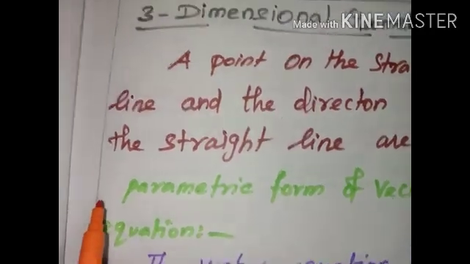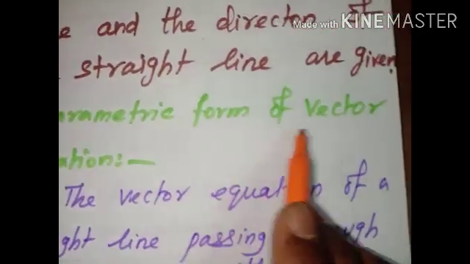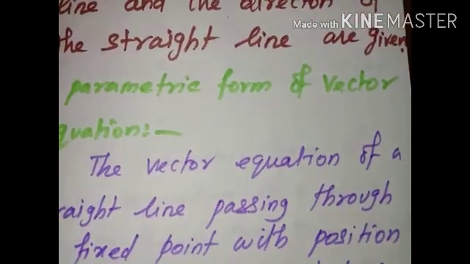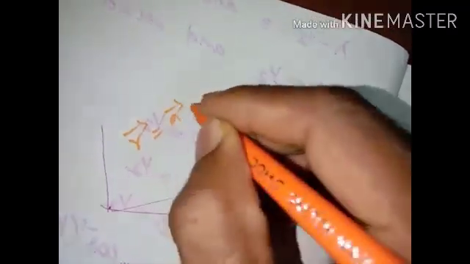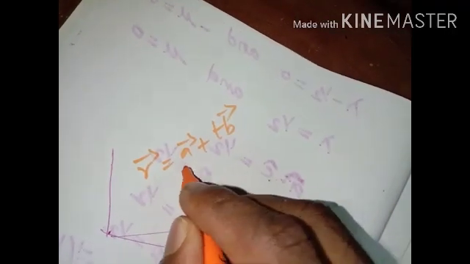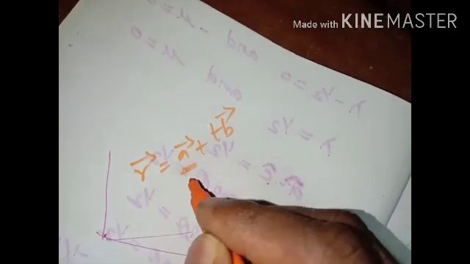The first point is the parametric form of the vector equation. The vector equation is r vector equal to a vector plus t b vector. Here a vector is a point and b vector is a direction vector.